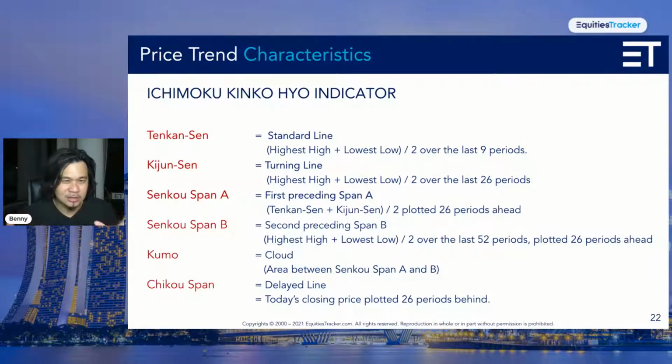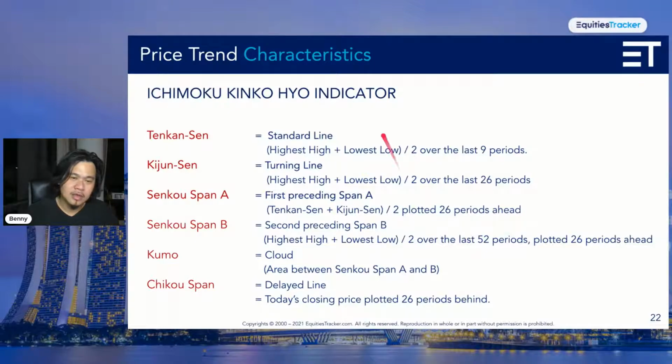So 9 days is short term. Anything below 30 is short term, right? So it's a 9-day average. That's 1. I also need to look at a slightly longer term average. So here he uses a 26-day average, and that forms the turning line. So the turning line, the second line, is basically a 26-day average. It's simply like applying a 9-day and 26-day average on your chart, and that forms the standard and turning line.